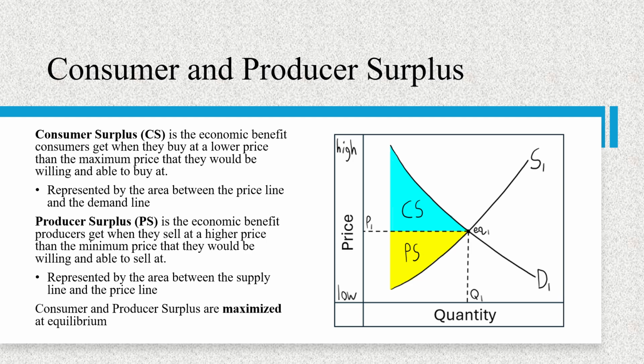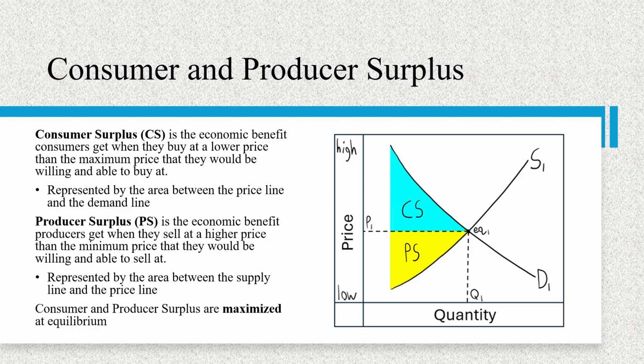And this is represented by the area between the price line and the demand line, or the cyan colored CS on the graph. So you can imagine this as a person who's willing to pay $10 for a given good, but since the equilibrium price is only $5, they're extremely happy, and their surplus for that purchase is $5 because they spent $5 less than they were able and willing to. And so, as you can see, as the price decreases towards the equilibrium, those people who are willing to pay more, their overall satisfaction is the consumer surplus.